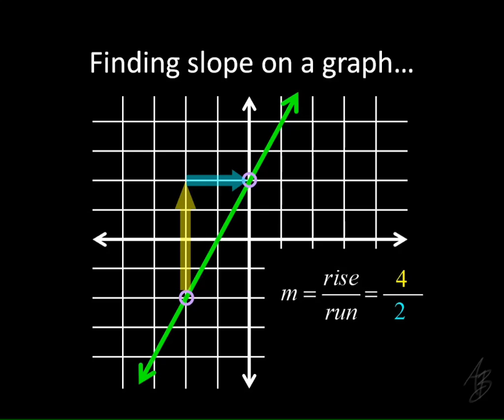Now am I done? No, I am not done. Why am I not done? Zach? I have to simplify it, exactly. Since 2 goes into both of those numbers, I have to simplify it. And actually, I can just do 4 divided by 2, right? This fraction means 4 divided by 2. 4 divided by 2 is 2. So our answer is going to be 2.